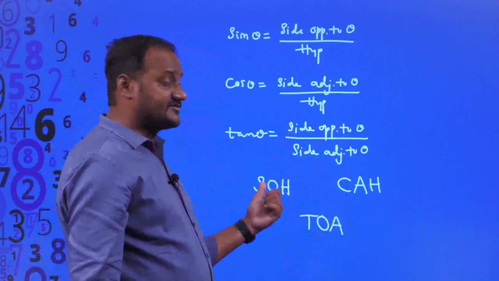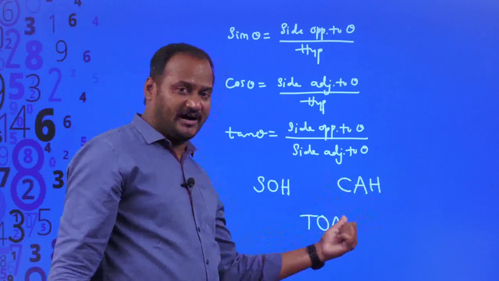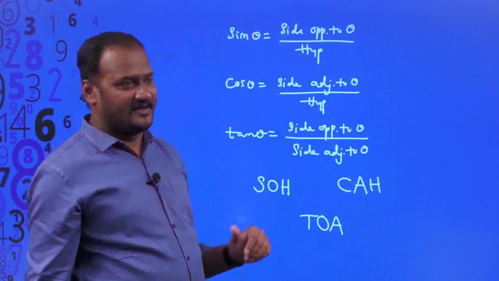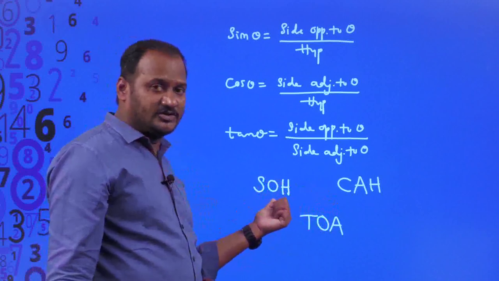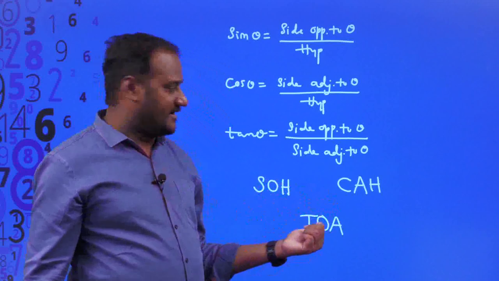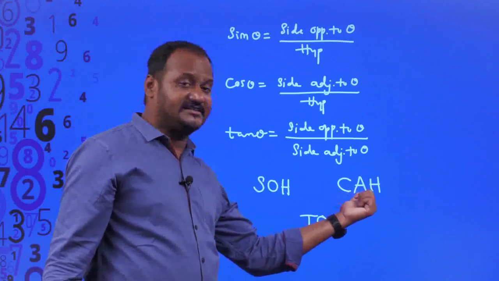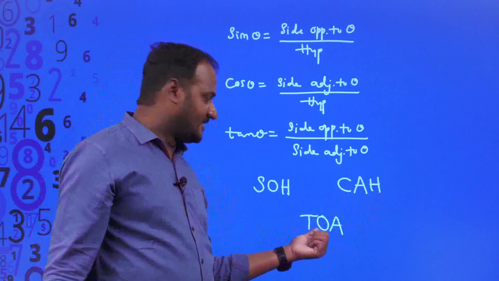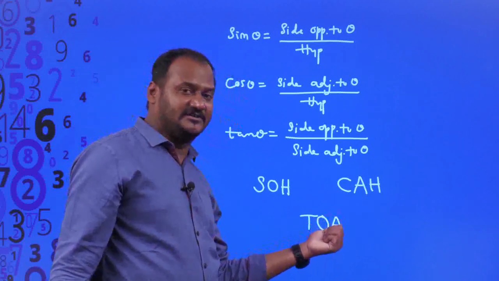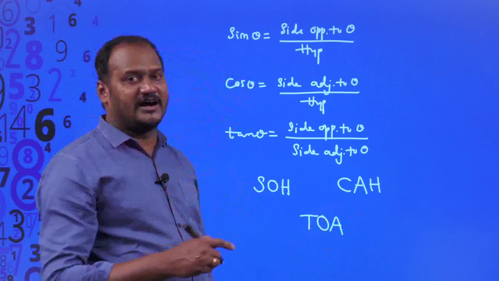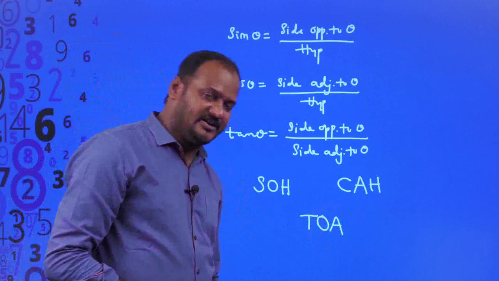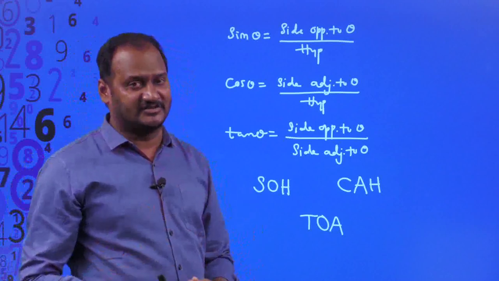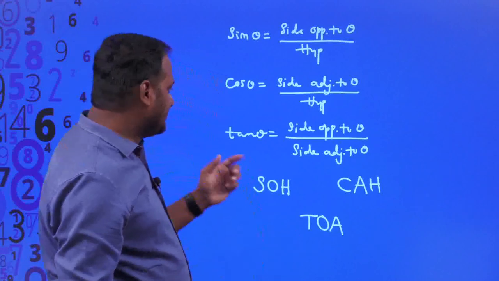What is this? SOH CAH TOA. If you remember these three, SOH CAH TOA, then you don't have to remember all these things. SOH: S stands for sine, O stands for opposite side, H stands for hypotenuse. CAH: C stands for cos, A stands for adjacent side, H stands for hypotenuse. And TOA: T stands for tan, O stands for opposite side, and A stands for adjacent side. If you can remember those three trigonometric ratios, you can remember the other three as they are the reciprocals of the first three. Hope it is interesting. So this is about trigonometric ratios.